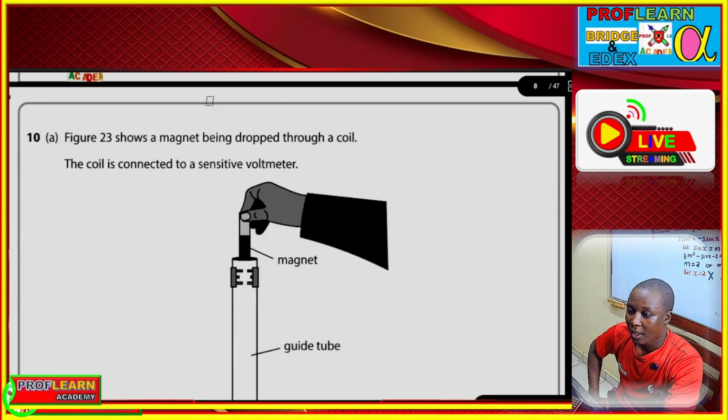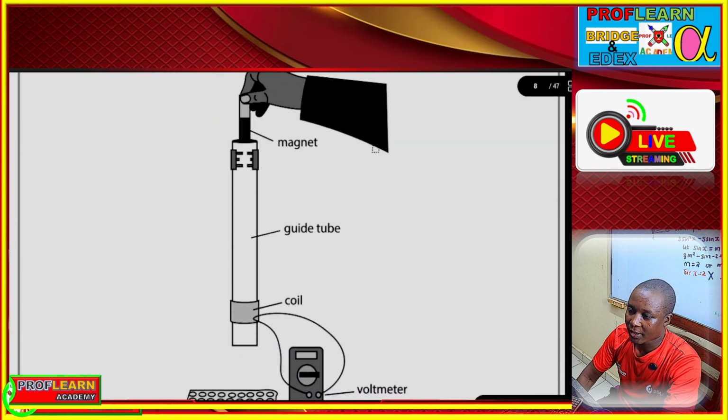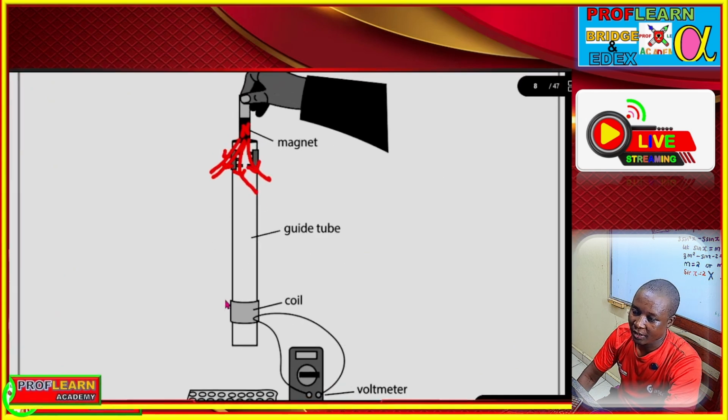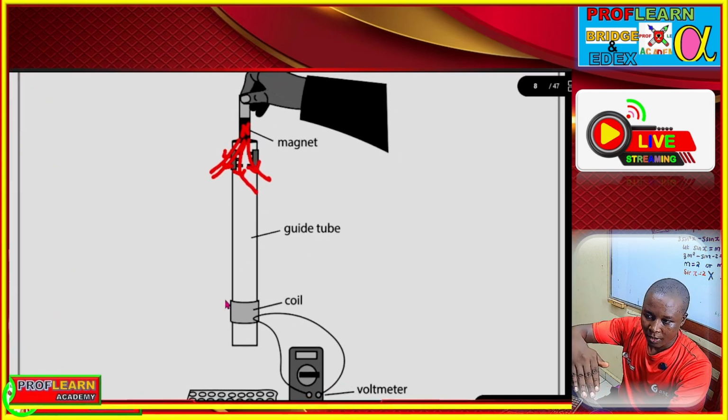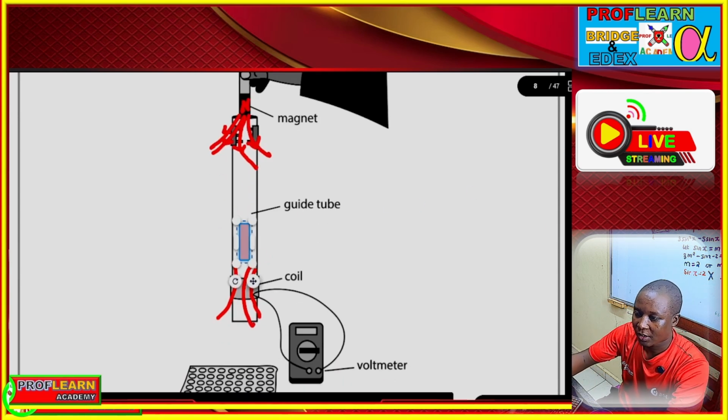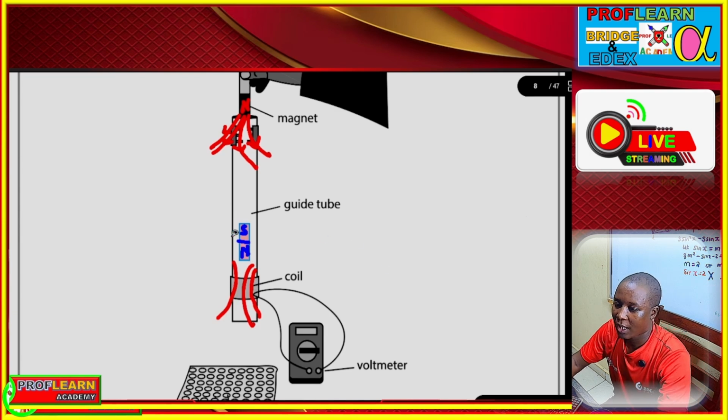Question number 10. Also in electromagnetic induction, we are told the figure shows a bar magnet that's dropped through a coil, and the coil is connected to a sensitive meter. You can see we have a magnet at the top, and this magnet has a magnetic field. When it drops, the magnetic field of this permanent magnet is going to cut through the coil. When it cuts through the coil, an EMF is induced in that coil, which the meter detects.